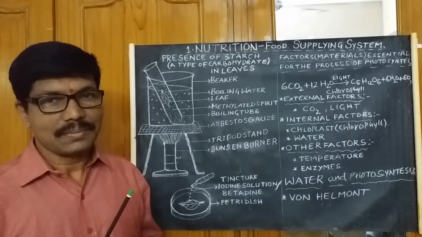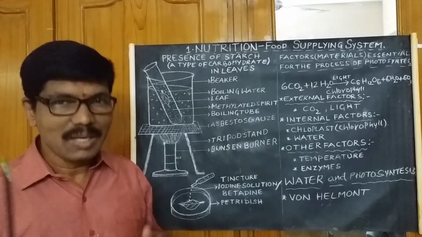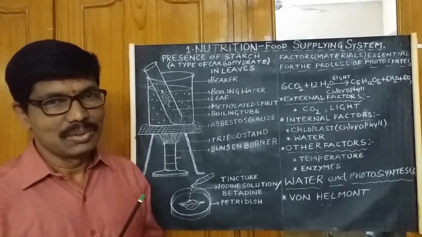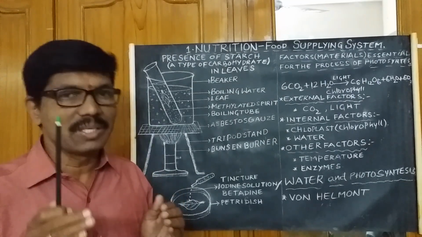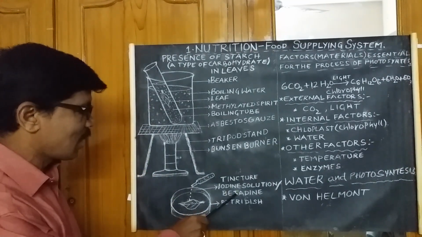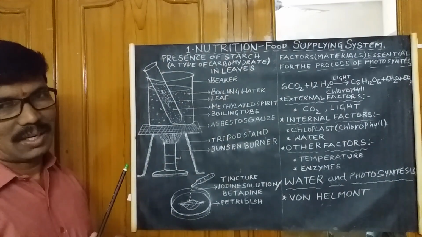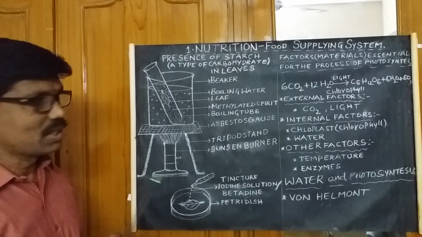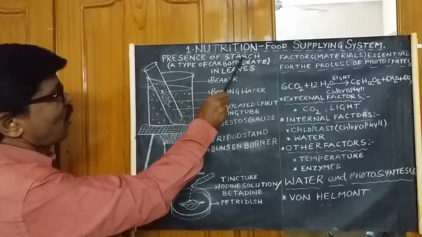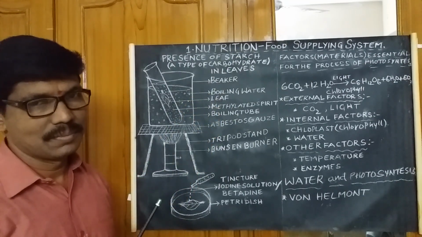Inference: the presence of starch will be indicated by blue-black color. So, if starch is present in the leaf, in the presence of iodine solution or betadine solution, it turns blue-black in color. So, this is the activity on the presence of starch, a type of carbohydrate, in leaves.